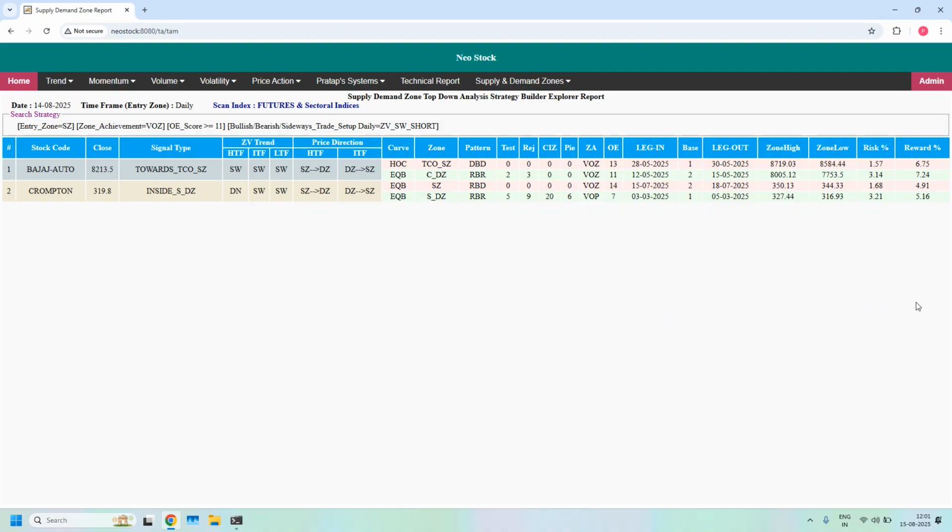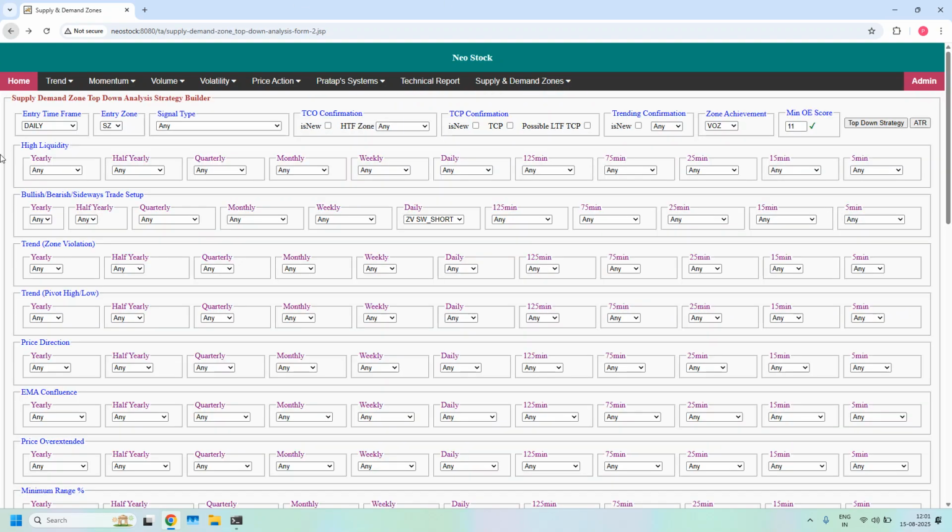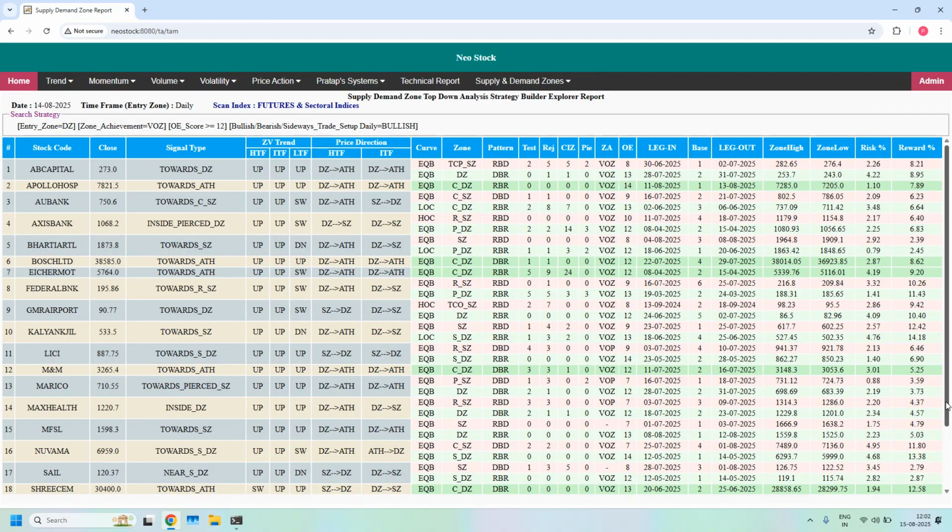Okay. Next, we will look into the bullish trade setup for monthly income trade. The changes are: entry time frame is the daily demand zone, here it is bullish, and the third change is the minimum odd enhancer score should be 12 for bullish or bearish. Let's filter. We got 22 stocks. So the first 18 stocks in the list support the bullish trade setup for monthly income trade.